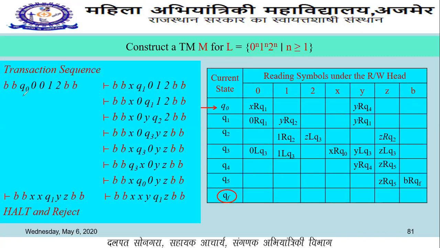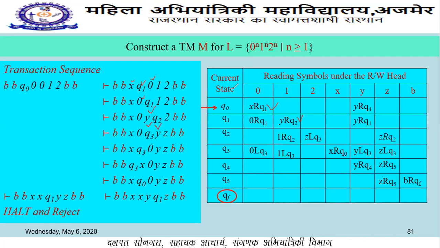Then when we read a 0 at q0, we just pass by using this transition function. We replace this 0 by x and take the right-hand side direction. When we read 0 at q1, we just pass this 0 and take a right turn. When we read 1 at q1 state, then we apply this transition function. Then we change this 1 to y and take the right-hand side direction, a right turn.